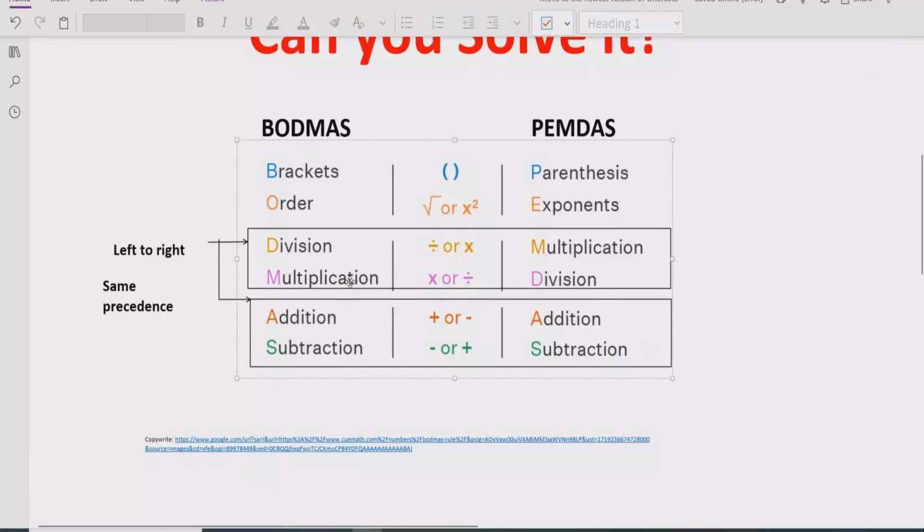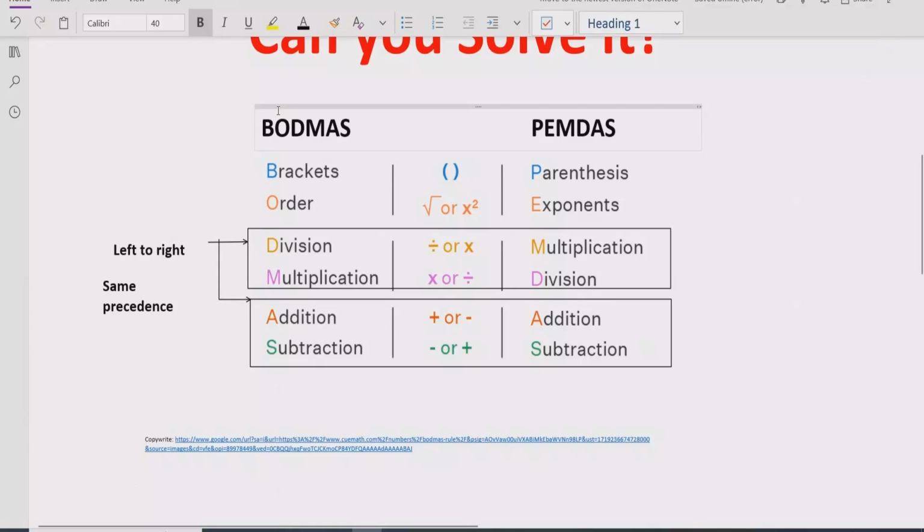Step number 3, you have to solve the division and multiplication. Whether you are using PEMDAS or BODMAS, the rule is the same for both. You go left to right in your expression and find out which is coming first, either division or multiplication. So you have to solve that part first in your expression.